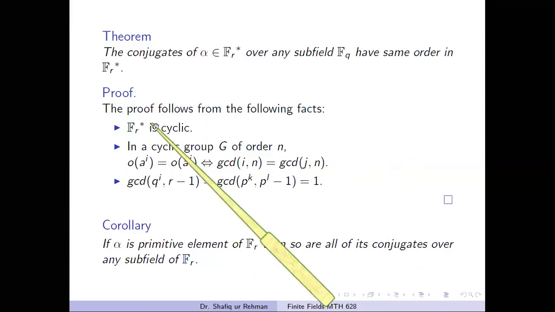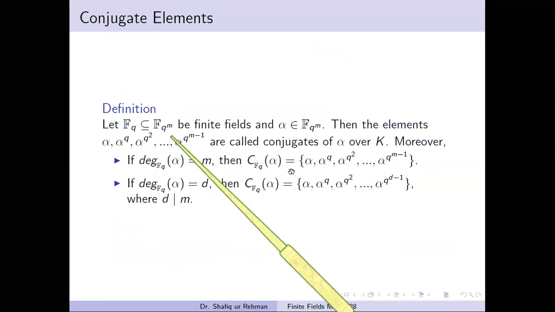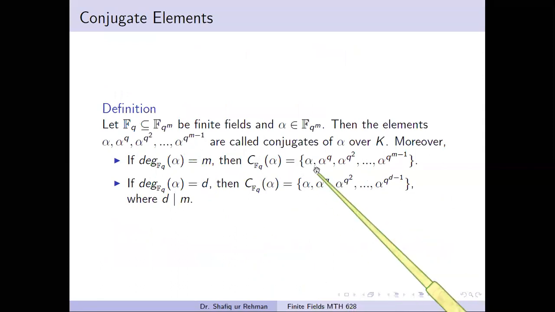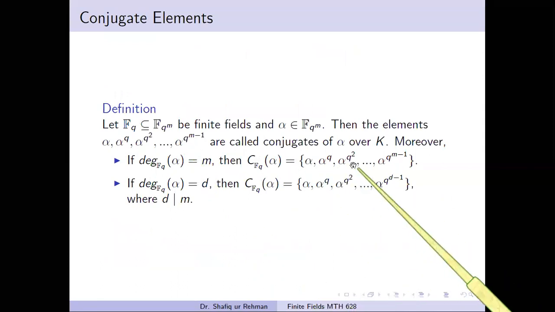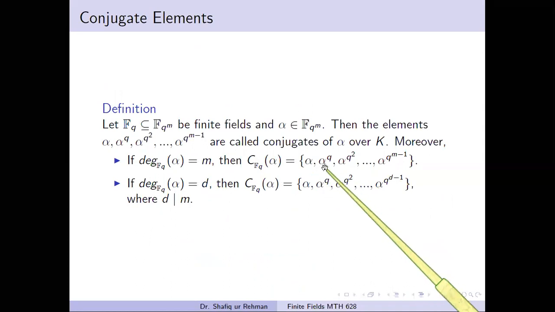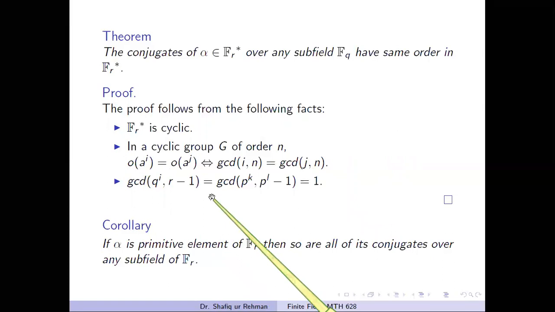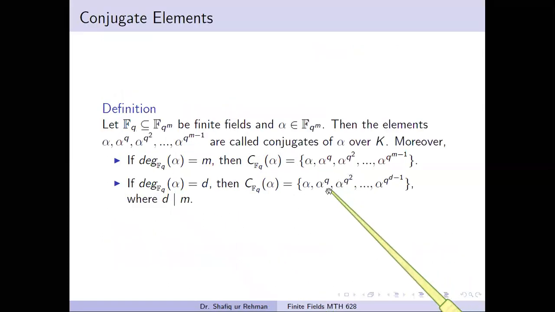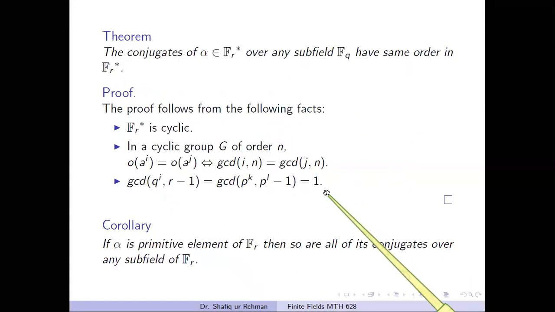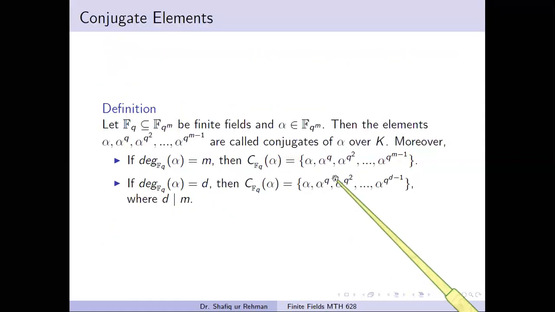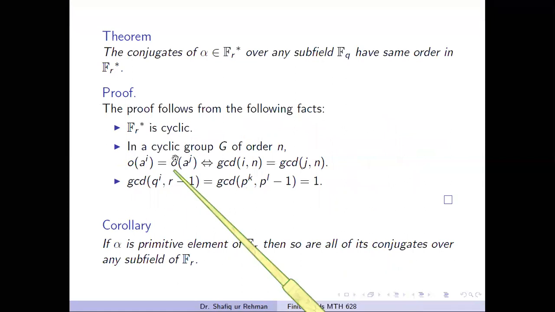So now in our case, our group is cyclic. So we have to show that the order of all these elements is the same. All elements are powers of alpha. So we have to prove that the GCD of all these powers with the order of the group is the same, and then by applying the second fact, we are done.